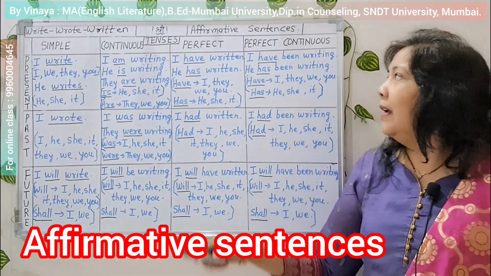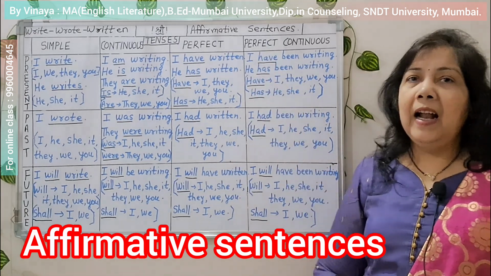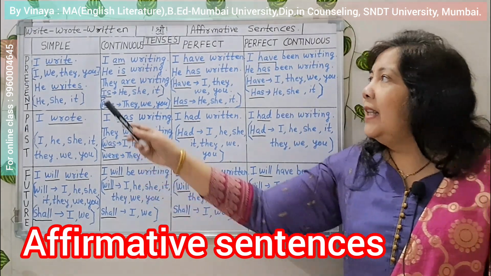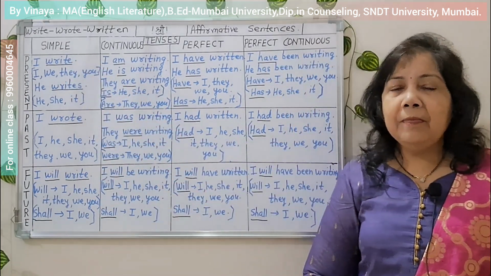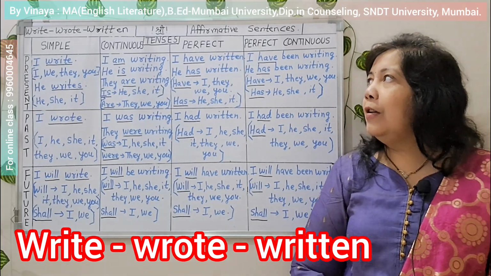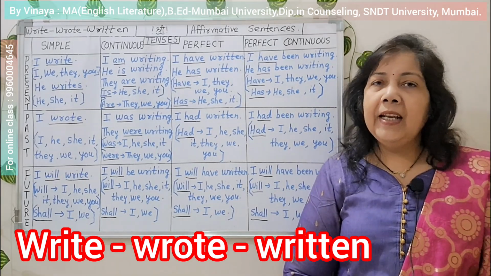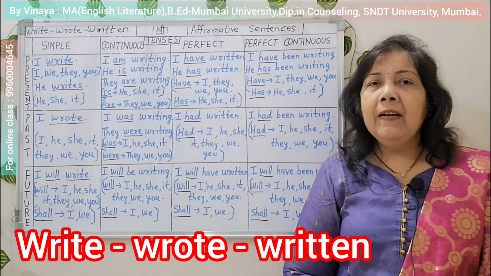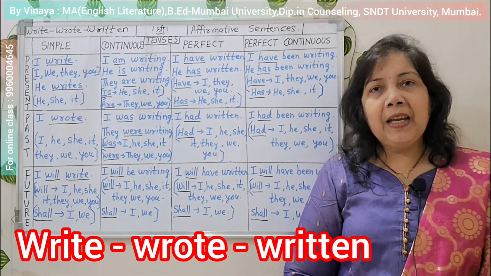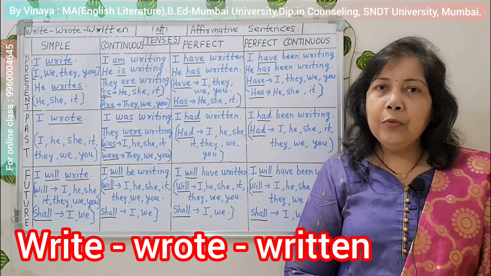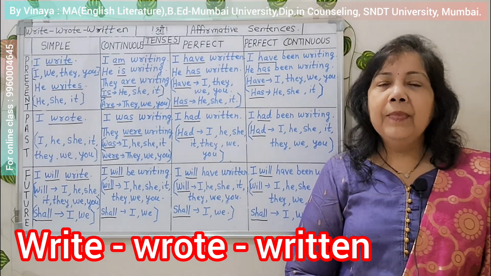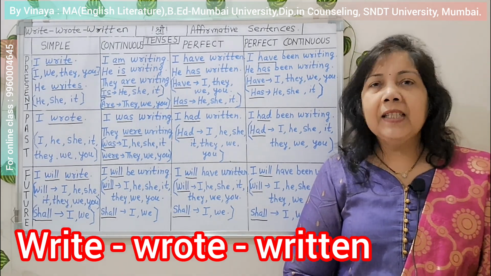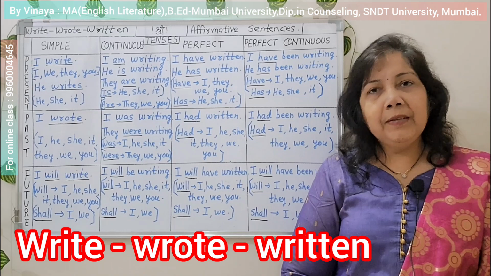Today I am taking affirmative sentences, and I have taken the verb write. Write, wrote, written. Write is V1, wrote is V2, written is V3. Write V1 means the main verb. Wrote V2 means the past tense of that verb. Written V3 means the past participle of the verb.